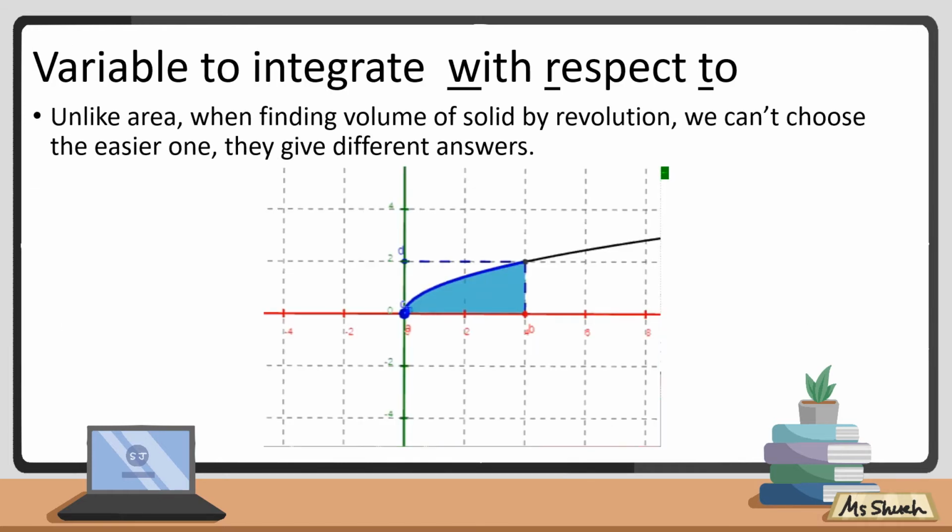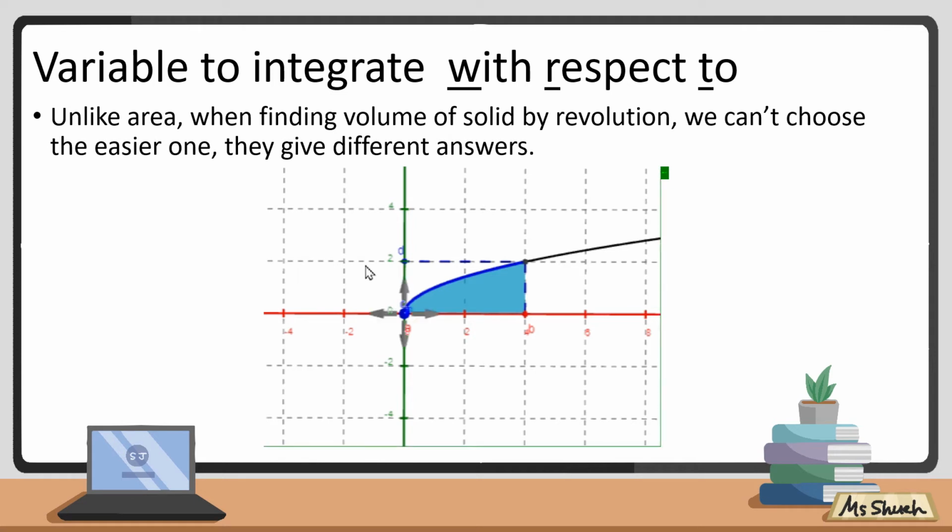So when we were working with area and using the definite integral to find area, we were able to choose whichever variable we think is easier to integrate with. You know, we don't have to cut in pieces, but this does not apply when we're working with solids of revolution. And that's because when you rotate that region about different axes, you actually get a different solid.